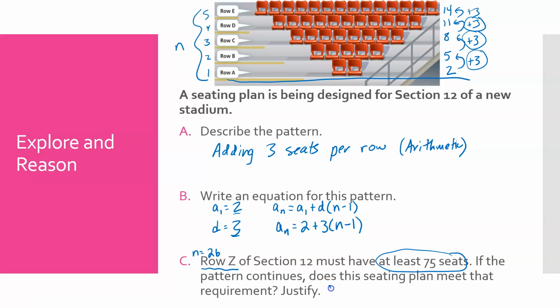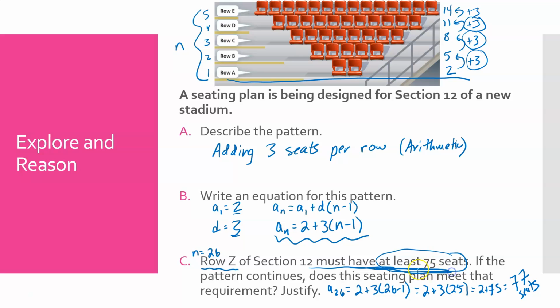For this problem, they wanted me to find a sub 26, the 26th term. So I use this explicit formula: 2 plus 3 times 26 minus 1 gives me 2 plus 3 times 25, which is 2 plus 75, which means in the Z row there are 77 seats. The goal was that it must have at least 75, so yes, this met the criteria because 77 is more than 75.